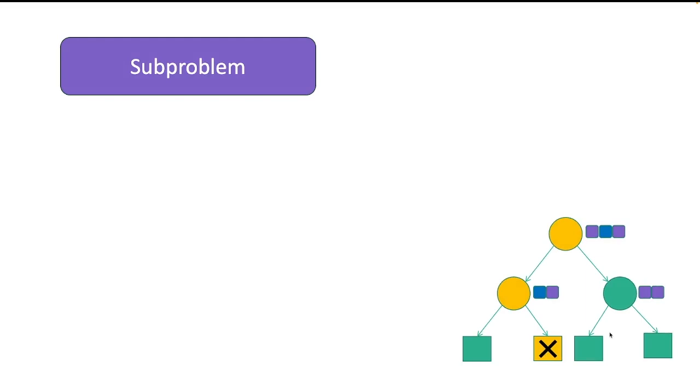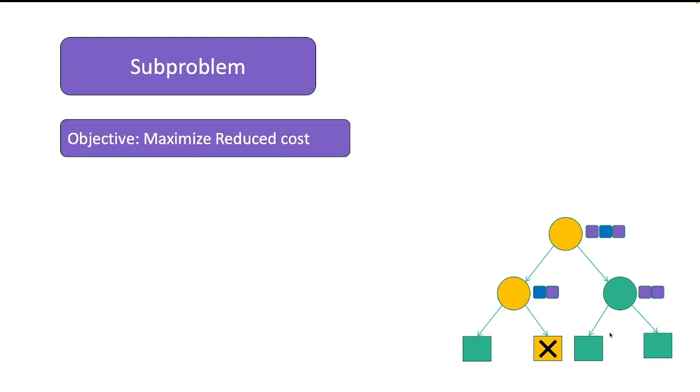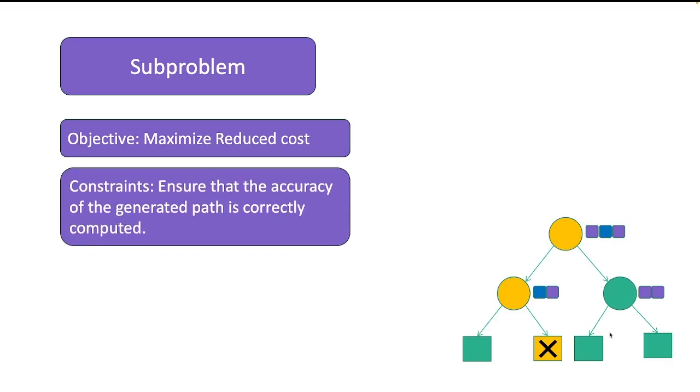Now let's take a look at how those path variables are generated. The trick is very simple. The way we do things in column generation is that we take a look at the master problem, take the dual cost, compute the reduced cost expression, and then optimize that reduced cost expression. In this case, we are maximizing that reduced cost, and the constraints basically ensure that the accuracy is properly computed. I haven't described the constraints in detail because for this presentation, they are not that important.